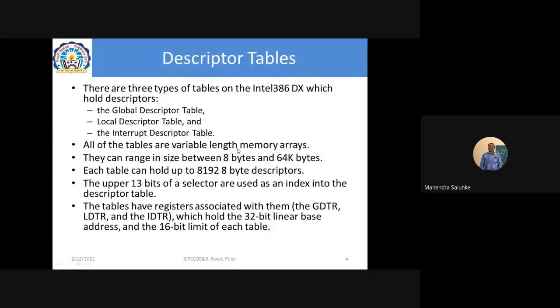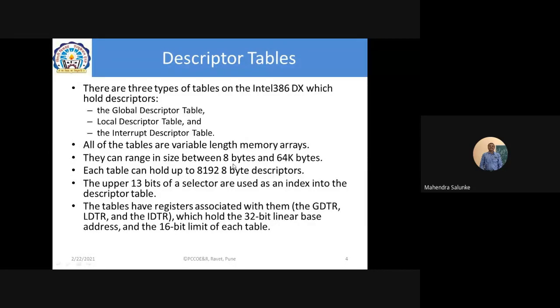Here in the second line, we discussed that all tables are variable in length. So we can program, we can decide how much memory we need to allocate for a particular table, and that is based on the entries that we want to have in that particular table. Whatever descriptors we want are called entries in the respective tables. Each descriptor is of 8 bytes, so a minimum of 8 bytes is required for any of the descriptor tables.